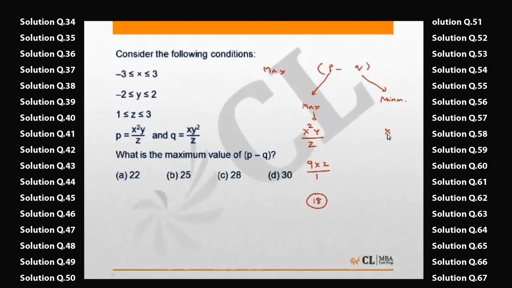Whereas q now is xy squared by z. I would still take the denominator as least and take the maximum negative value that is possible of the numerator, which will be equal to minus 3 into y squared. Y squared is 4. So the minimum value of q now becomes minus 12. Hence, when we are finding p minus q, we find the value is equal to 30, which is the largest difference that you can find out between p and q.